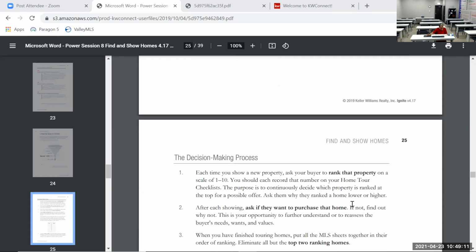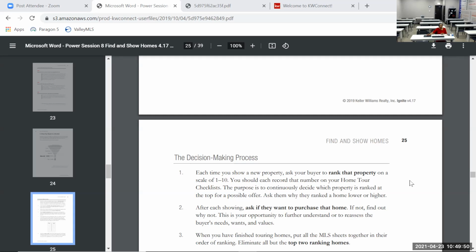So each time you show a new property, ask your buyer to rank that property on a scale of 1 to 10. This is how you're going to help them through the decision-making process. You should record each number on your home tour checklist. So as you're going through, you've got the MLS sheets, you've got the home tour checklist. If you don't have a home tour checklist, then use the MLS sheet to rank the homes 1 through 10. The purpose is to continuously decide which property is ranked at the top for a possible offer.